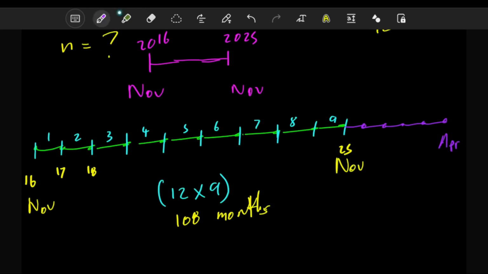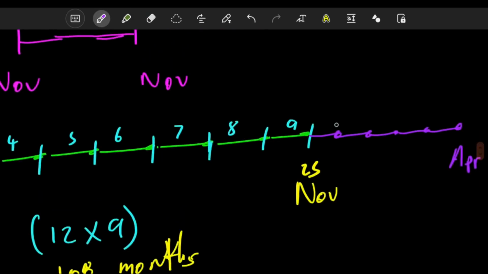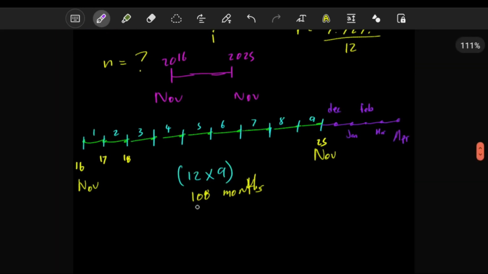So from 108, if you look at the months that you're going to add, you're obviously going to add November, then December, January, Feb, March, and then April. So from 108 months, it's 109, 10, 11, 12, 13. But with these kinds of questions you really do want to be careful, because if you're not careful, you're going to get the wrong value of n.